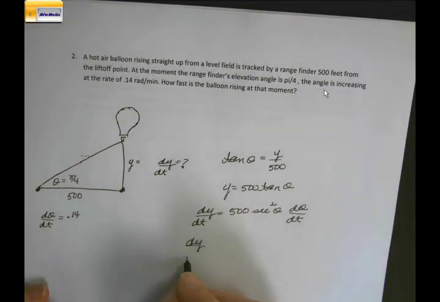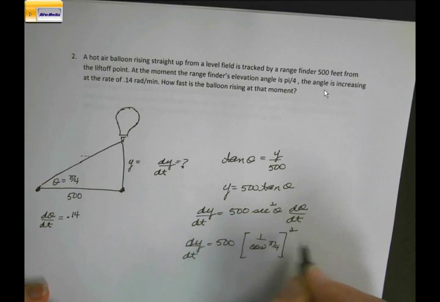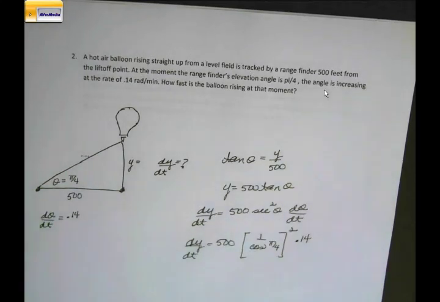So here we go. dy dt, let's substitute values, is 500 secant squared theta. Secant is 1 over cosine, right? So I'm going to put 1 over cosine of pi fourths squared, and d theta dt was 0.14. Now you got to pick pi fourths. You can't put 45 degrees there because 0.14 is in radians also. Okay, so what is cosine of pi fourths? Square root of 2 over 2. So this is 1 over square root of 2 over 2 squared.